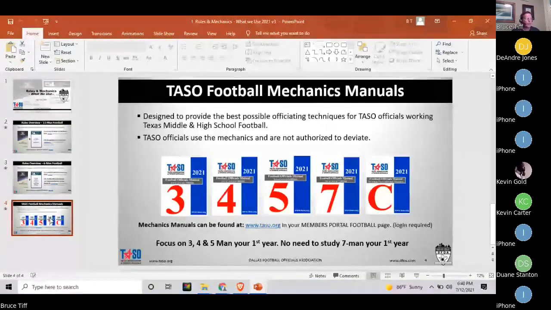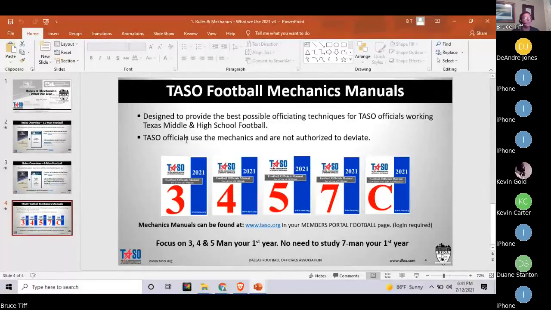So these are the documents that TASO has created. And if you notice here, they are for a crew of 3 officials, 4 officials, 5 officials, 7 officials. We also have created a mechanics manual for chain crews and clock operators. Most of your sub-varsity games are going to probably be here in these first 3 documents. So focus on these. I would start with 3-man first, then 4-man, and then 5-man. No need to be doing 7-man as a new official, unless you're somebody coming in with prior experience and might be working some games. But I wanted you to know that these are the mechanics manuals.